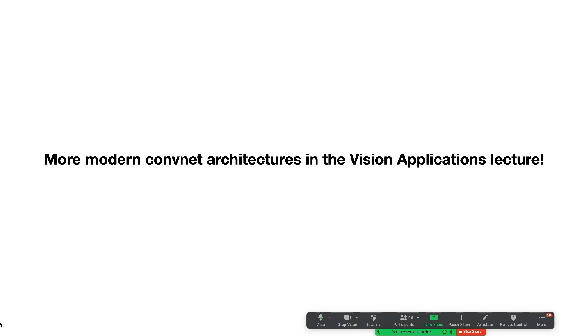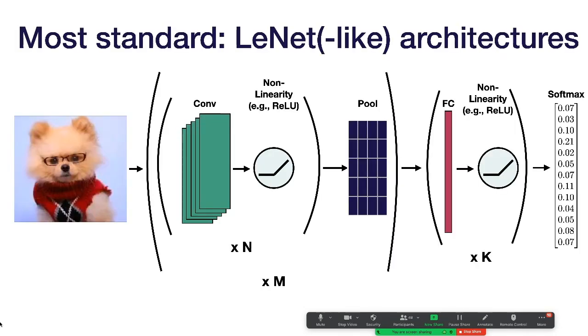Wait, I'm sorry. I got a little lost in your notation of applying the convolution n times and the pooling m times. What additional benefit does doing it so many times give you?